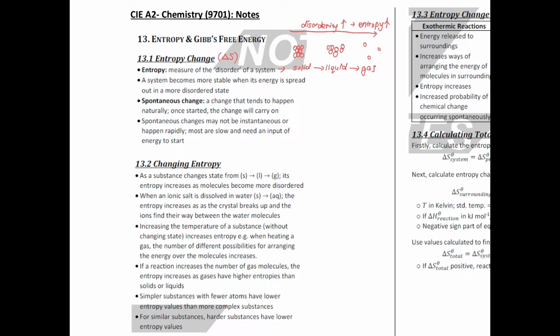How about the unit of delta S? The unit is joule per Kelvin per mole. Of course, enthalpy change you should know, kilojoule per mole. This one has per Kelvin. So now let's move on.